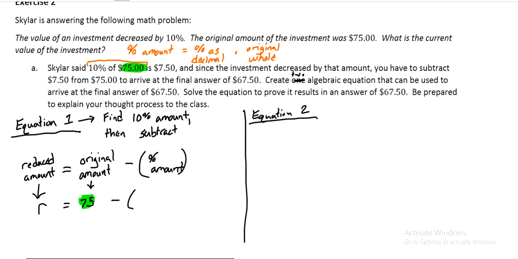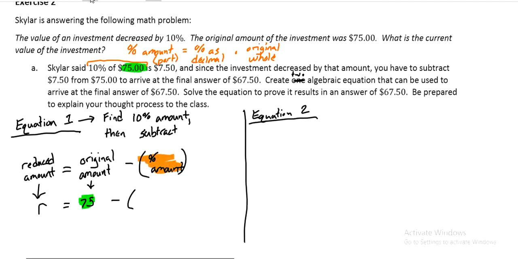So this looks a little different. I put percent amount. That's really the same thing as part, or another word I used was quantity. So if we want to find what 10% of $75 is, we do 10% as a decimal multiplied by the original whole, which is $75. So in this case, that percent amount, I'll highlight that in orange.